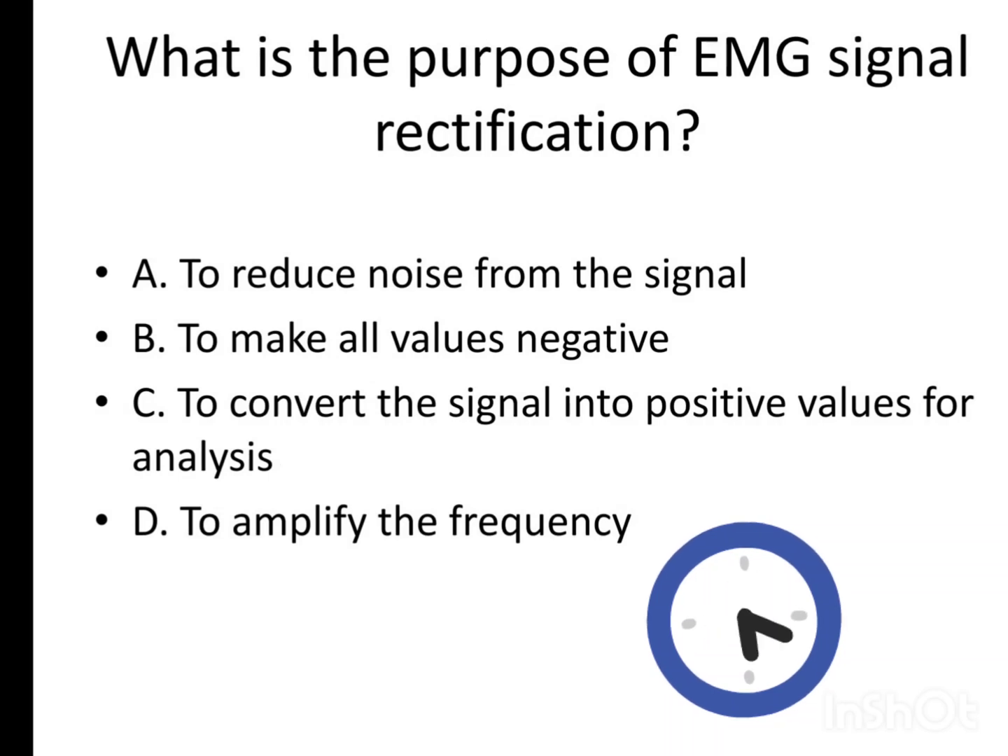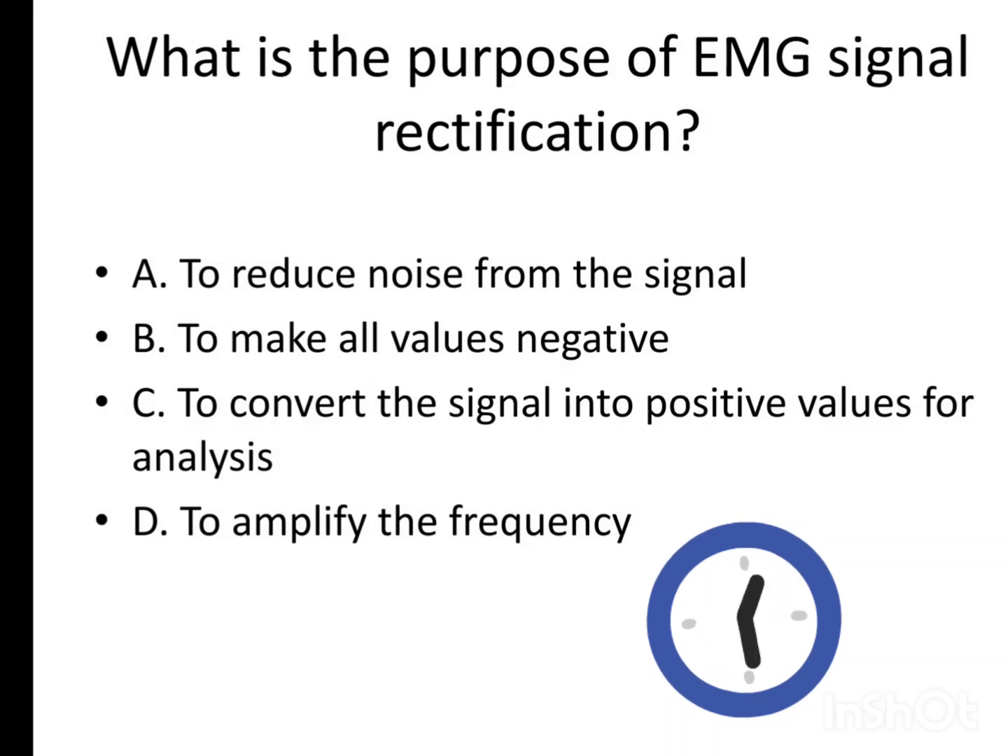What is the purpose of EMG signal rectification? Rectification is required for what? To reduce noise in signals, to make all values negative, to convert the signal into positive values for the analysis, or to amplify the frequencies. All options are related to EMG. You have to reduce noise from the signals, because if noise occurs, the electromyographical amplitude will be different and not actual.